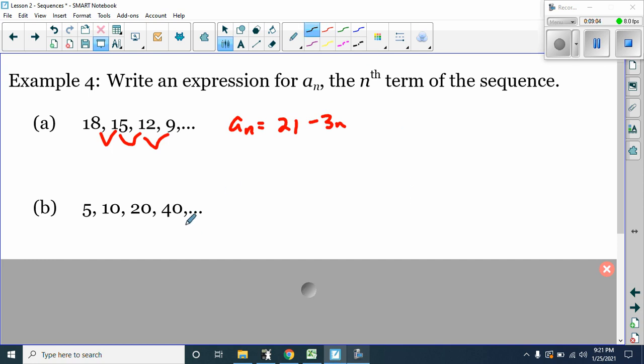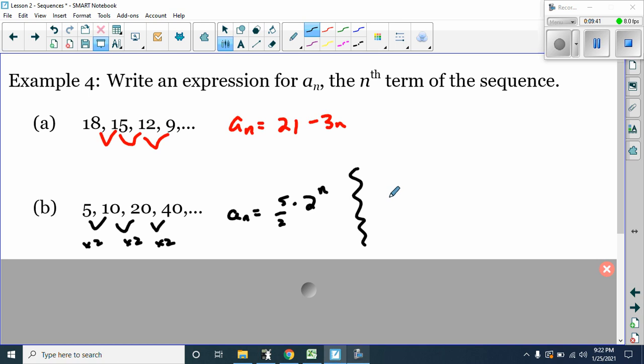Notice this one, 5, 10, 20, 40. This time we're multiplying over and over again. Times 2, times 2, times 2. So we've got 2 to the n if we're multiplying over and over again. If I plug in 1, I need to get 5. There's a couple different ways you could take care of this. If I plug in 1, I'm going to have 2. So to get 5, I'm going to have to multiply by 5 halves. And that's a good way to do it.